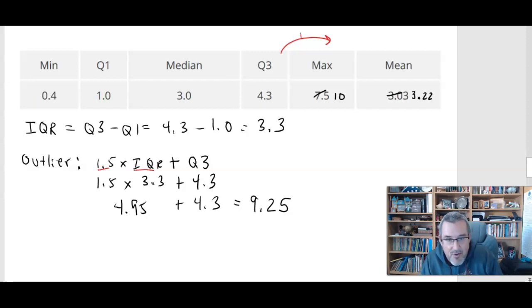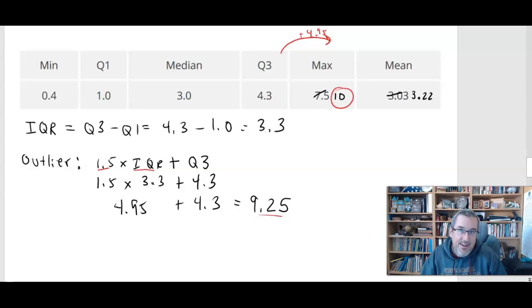If you added 4.95 to that third quartile of 4.3, does it put you in a place so that 10 is outside of that? And yeah, it does. When you add those two together, you get 9.25. So as long as the distances from home are less than 9.25, it's all good. It's not unusual. It's not an outlier, mathematically speaking. But if a distance is greater than 9.25, then it is indeed an outlier.